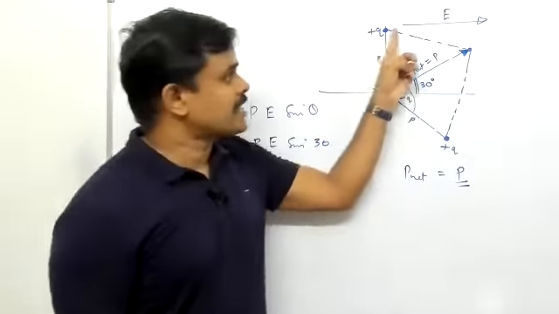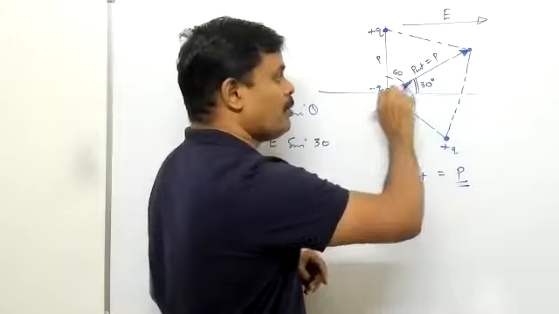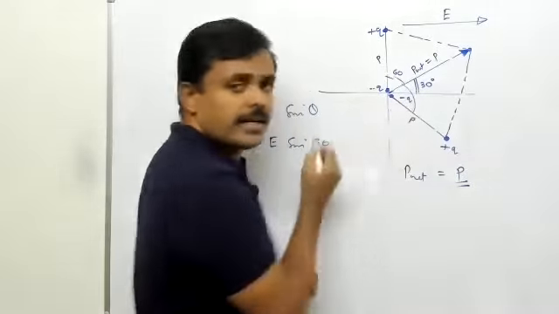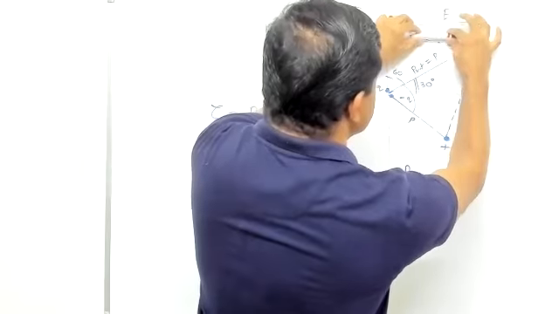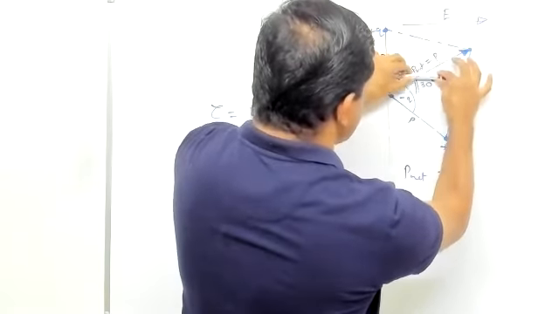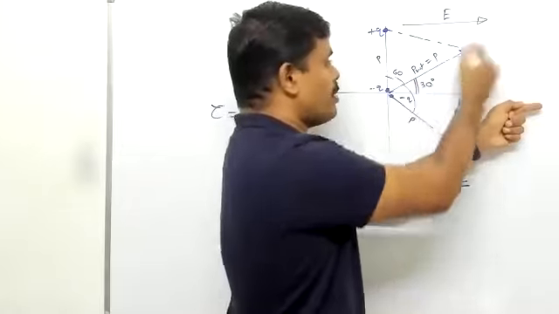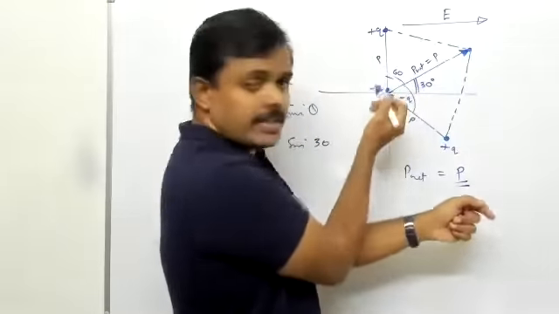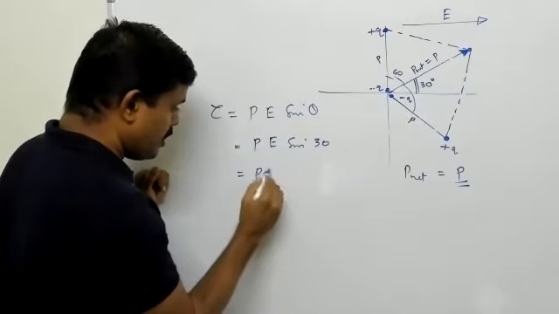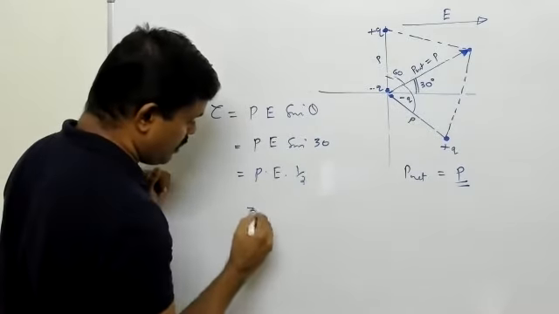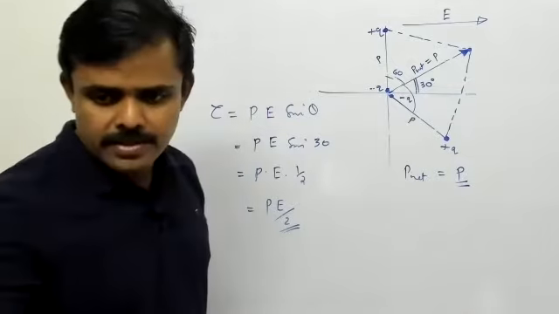Because the electric field is to the right on the x-axis and the dipole moment is in this direction, what angle are they making? 30 degrees. The electric field is along the x direction and the dipole moment is here, with an angle of 30 degrees between them. So I have to put that value, sine 30. P into E into sine 30, where sine 30 is 1 by 2. So the answer is PE by 2. Did you understand?